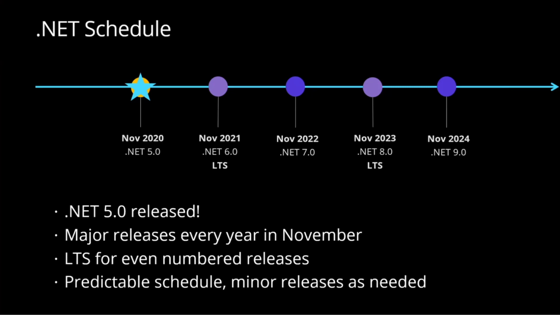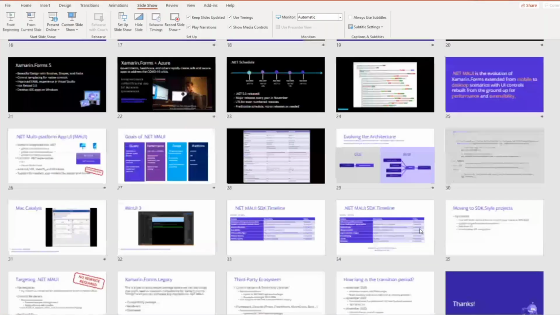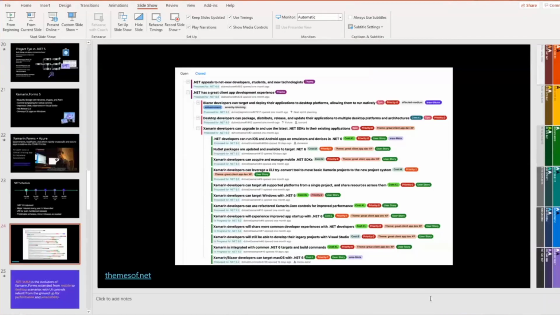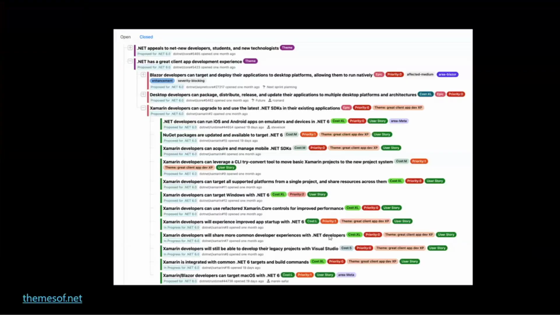All right. I'm going to jump right to the end here, and we could be talking about .NET MAUI. .NET MAUI is coming soon. We have a series of themes that are coming as part of .NET 6. You can find these at Themes of .NET. We start with top-level themes that turn into pillars, and those pillars have user stories that eventually have issues that belong to them.